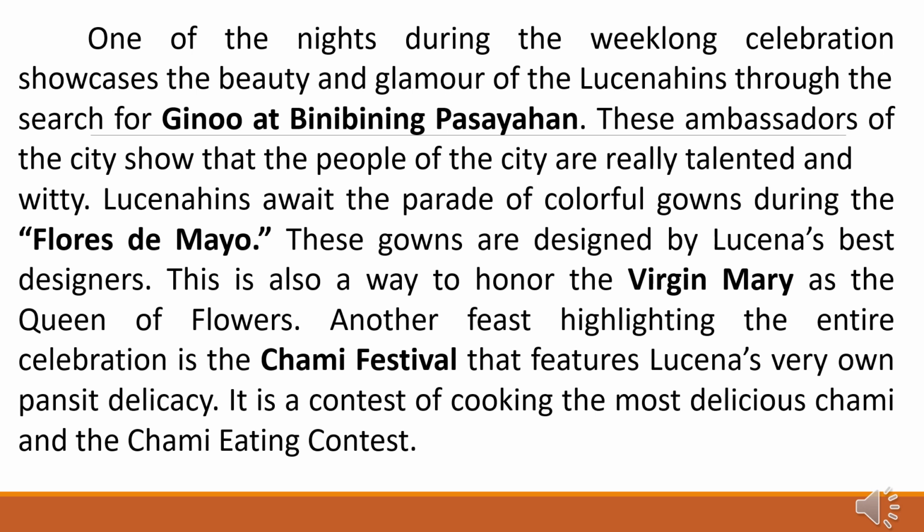Another feast highlighting the entire celebration is the Chami Festival that features Lucena's very own pancit delicacy. It is a contest of cooking the most delicious chami and a chami eating contest.